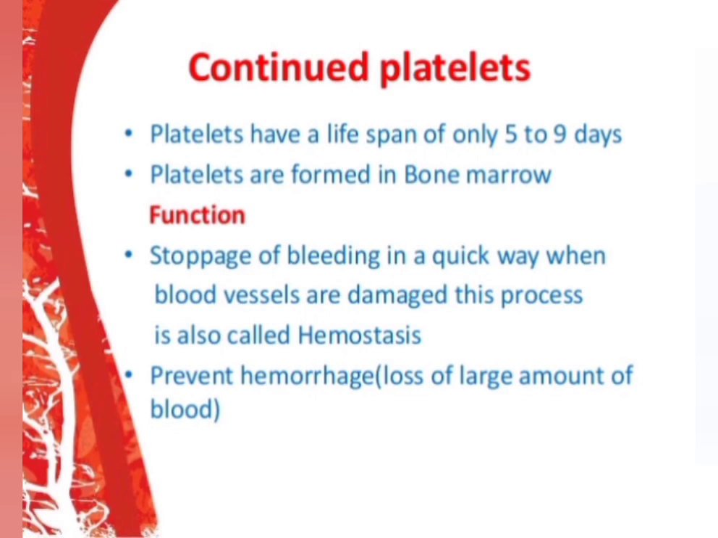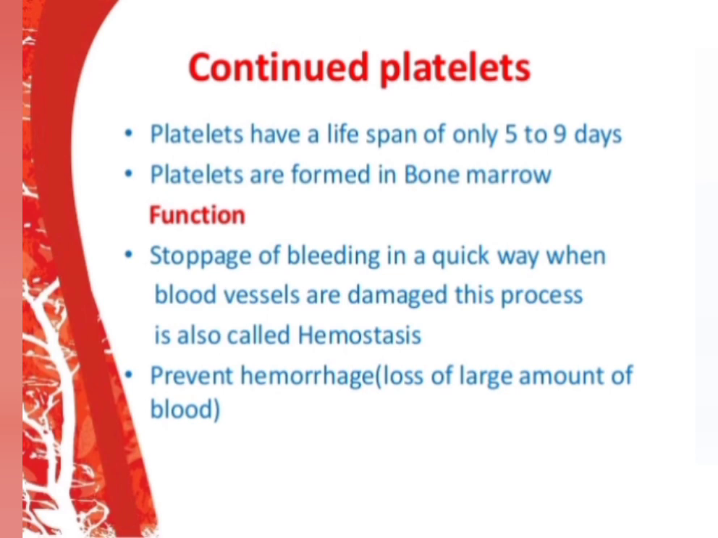The lifespan of platelets is about 5 to 9 days. These platelets are also formed in bone marrow, just like the other cellular components of the blood. Now the function of platelets. When a blood vessel is ruptured, the blood loss is prevented by a mechanism called blood clotting or blood coagulation. Through this blood clotting, we can prevent blood loss. This prevention of blood loss is possible because of the platelets. In this way, platelets prevent loss of a large amount of blood.